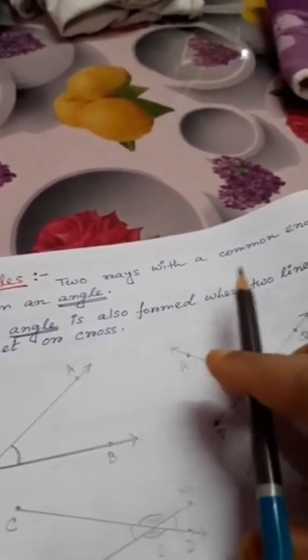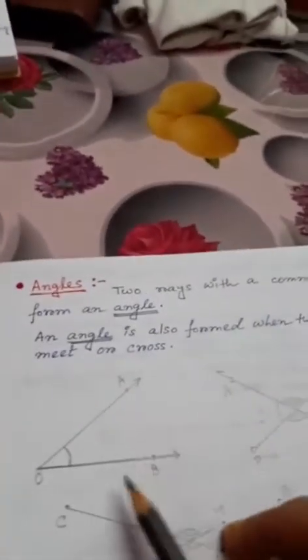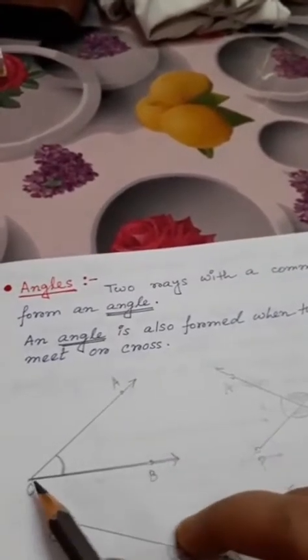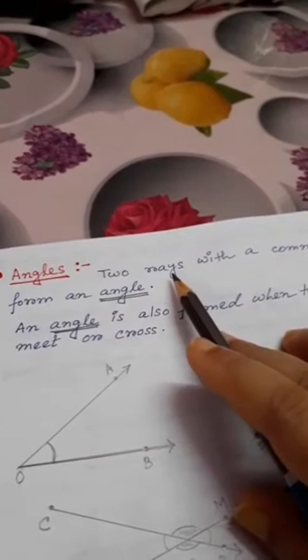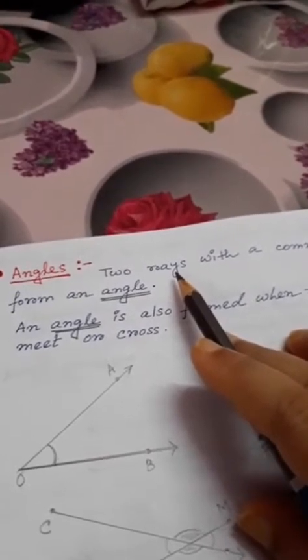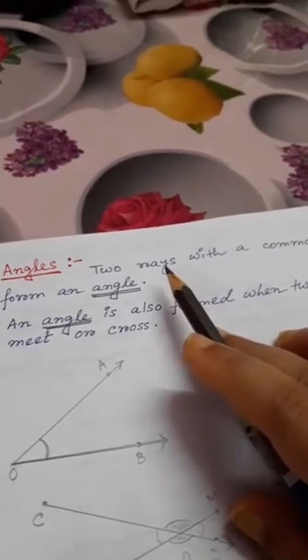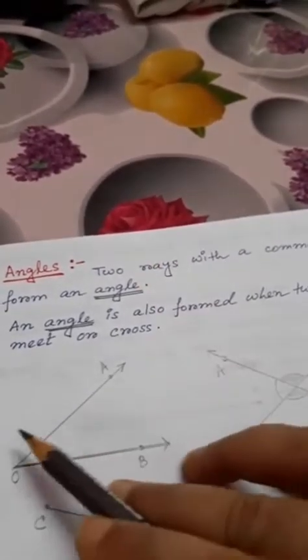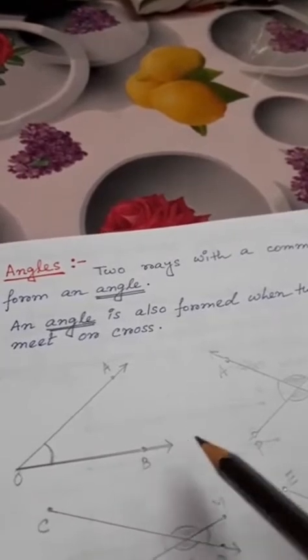Two rays with a common endpoint form an angle. See this picture, the two rays have a common endpoint. You already know the definition of a ray. What is a ray? A ray is a part of a line that has one endpoint and extends in one direction without ending.